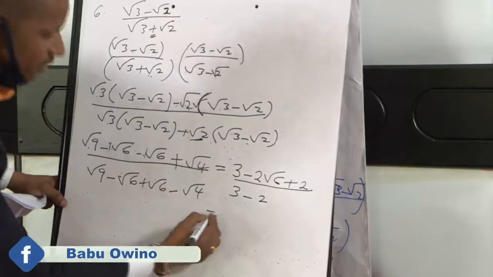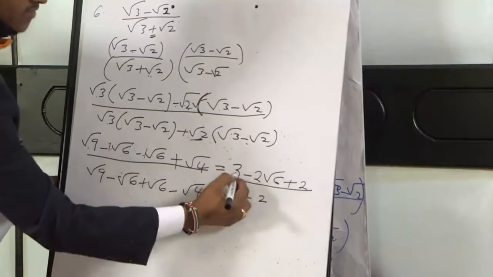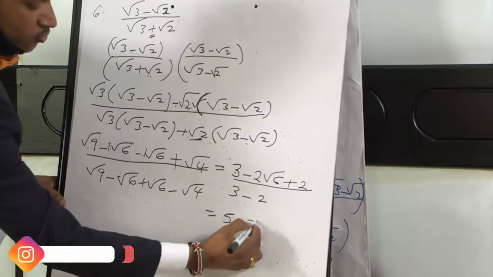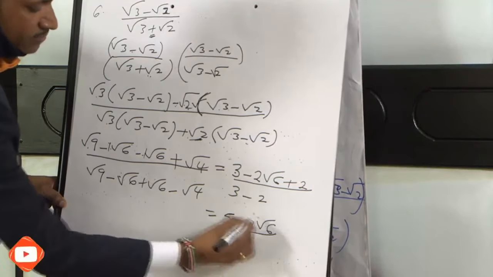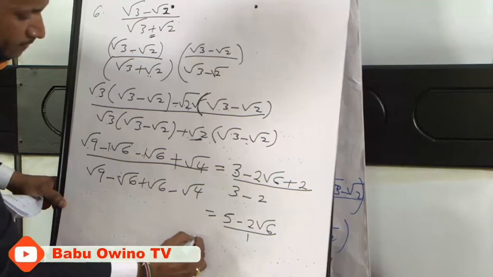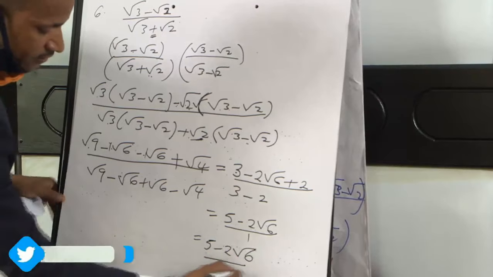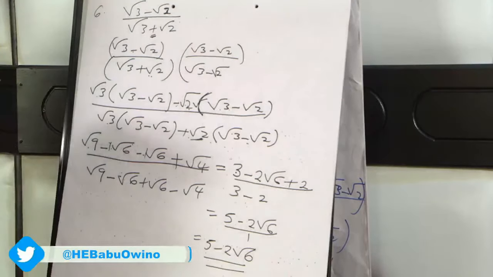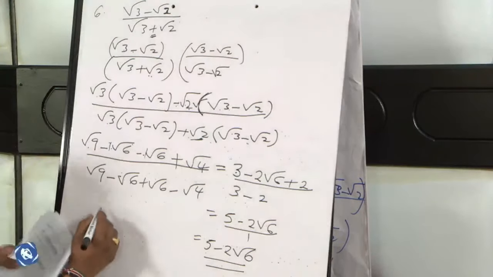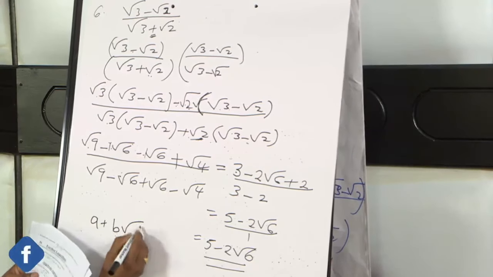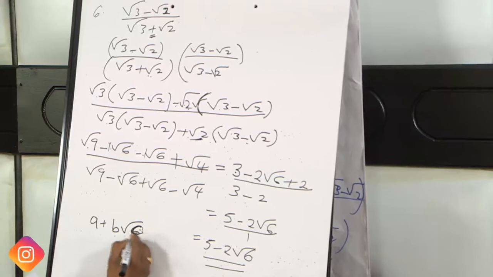So from here, we have 3 plus 2, you get 5 minus 2 root 6. Divide by 3 minus 2, which is 1. So we have 5 minus 2 root 6. This is our answer. But remember, we've been advised to write our answer in the form of a plus b root c.